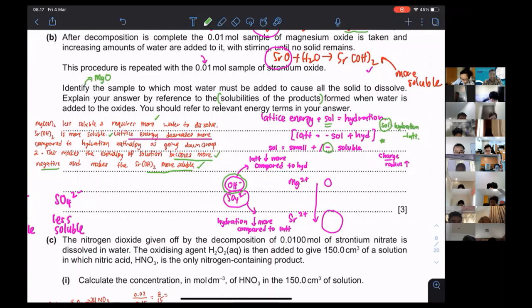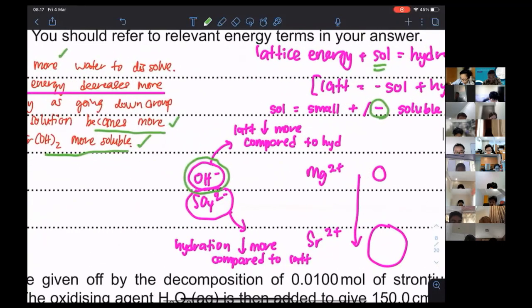So how to remember? Just come up with a way to remember. We can't afford to look at the PowerPoint or our WhatsApp messages all the time. For hydroxide, which one decreases more? Lattice. So maybe hydroxide, HL, if you want to remember. For sulfate, hydration decreases more. So SH, HL. It's up to you how you want to remember.